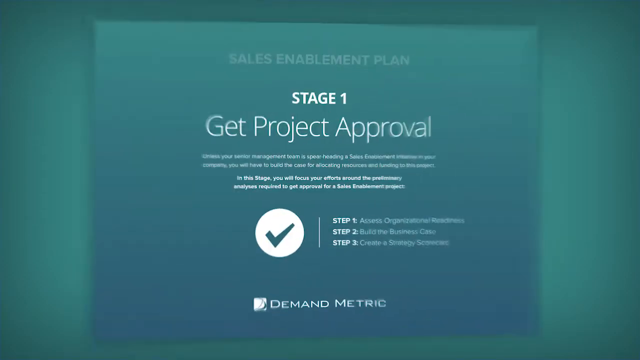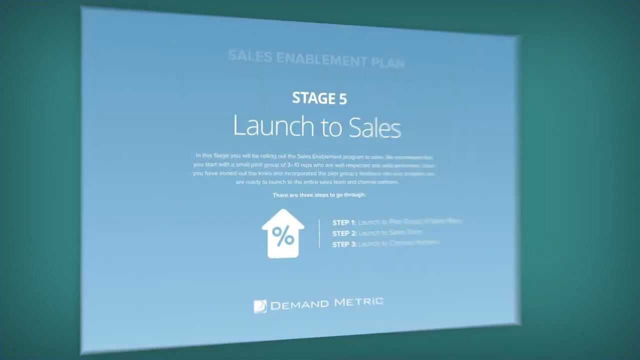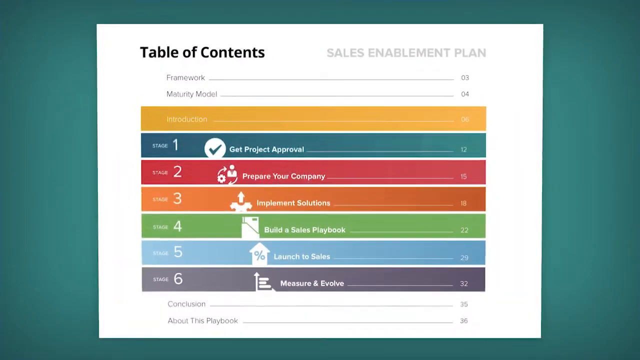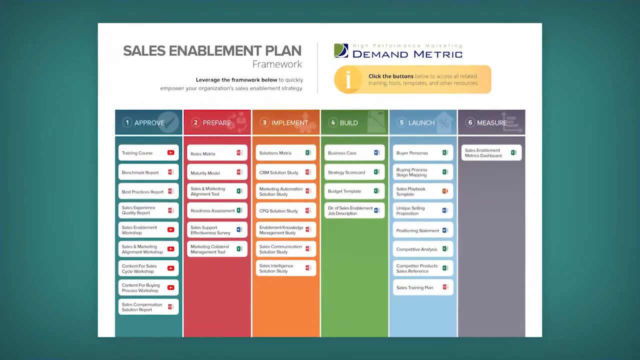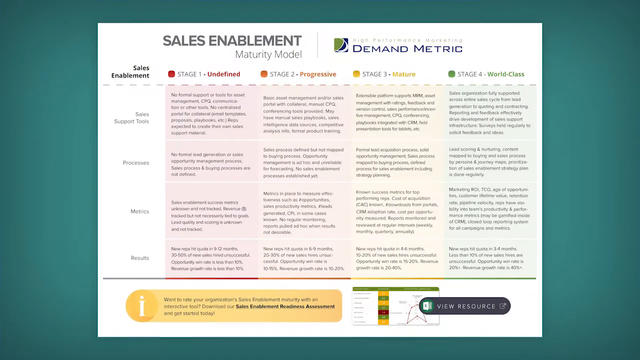Use this step-by-step playbook and set of premium tools and templates to create a comprehensive sales enablement plan. Each playbook begins with a table of contents and a framework for quick reference to the tools and templates highlighted throughout this step-by-step guide. Also included is a maturity model that helps you understand where your organization sits in the spectrum of sales enablement maturity.